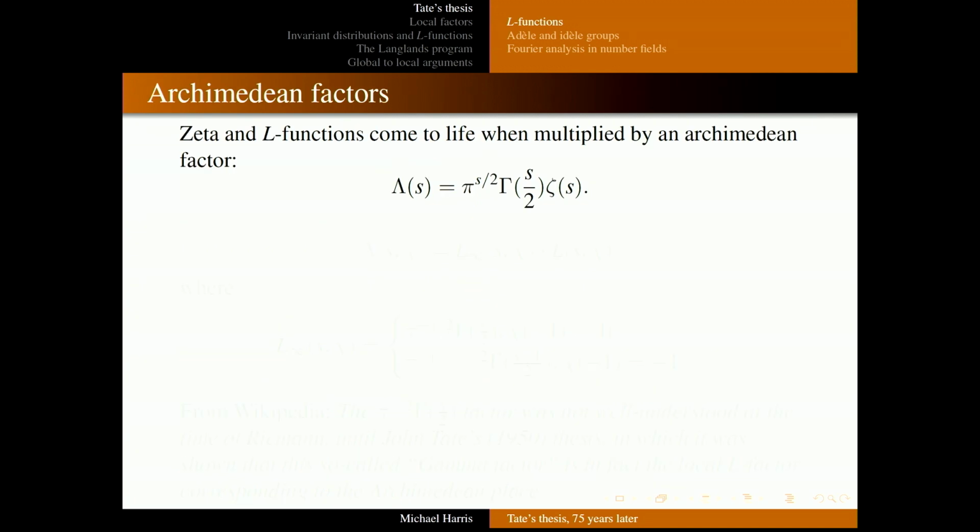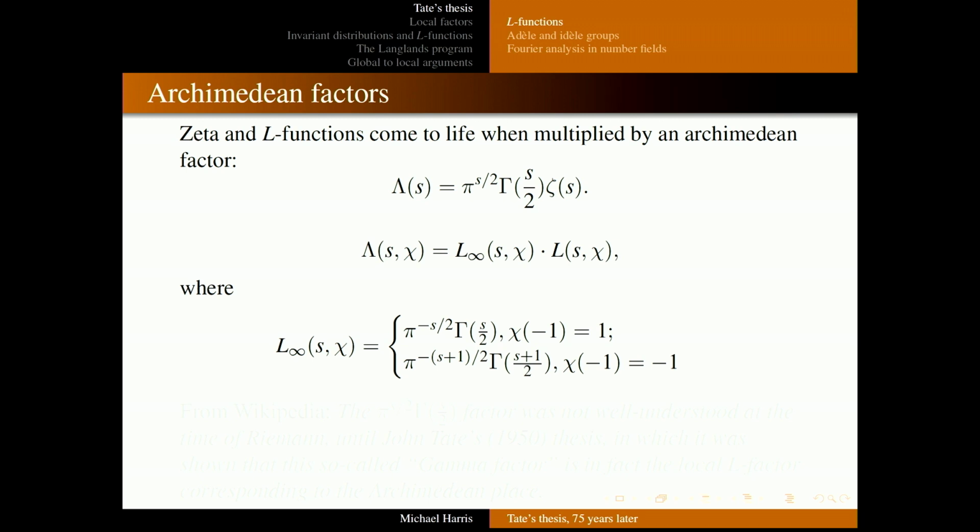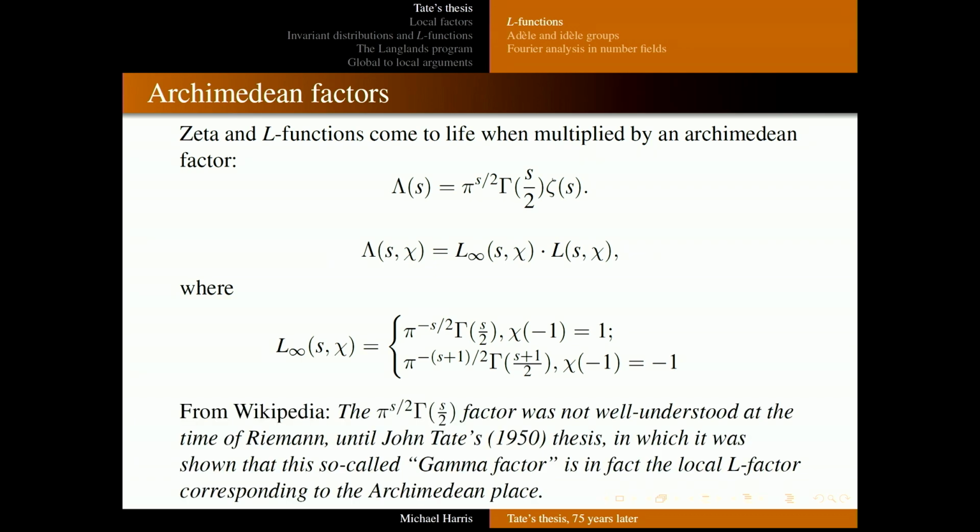They come to life, so to speak, when multiplied by an Archimedean factor. And so we write the function lambda. Then we can do the same thing for the Dirichlet L functions. And L infinity has a different form depending on whether the value of the character at -1 is plus or minus 1. And if you believe Wikipedia, the factor in front of the zeta function was not well understood at the time of Riemann.